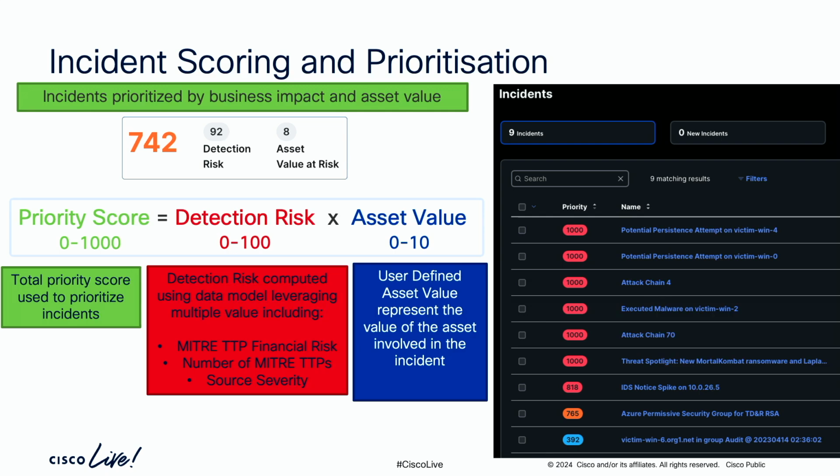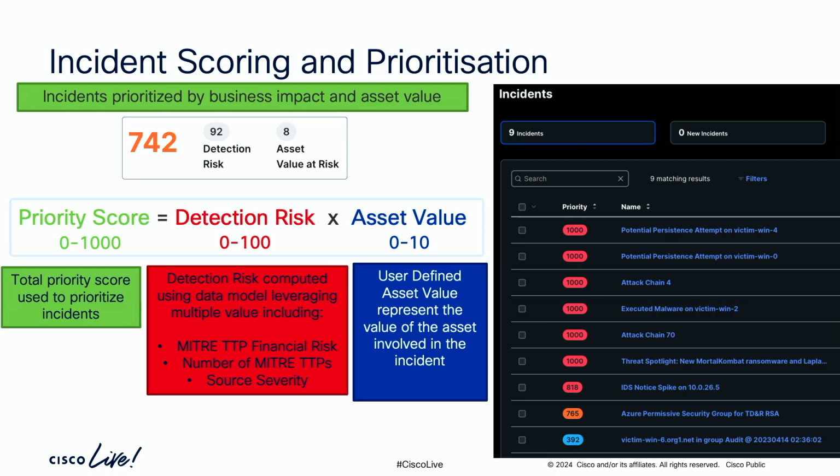Scoring is a value between 1 and 1,000, where there are two major variables that influence that score. First is the detection risk, and the second is the asset value. The asset value by default is 10.